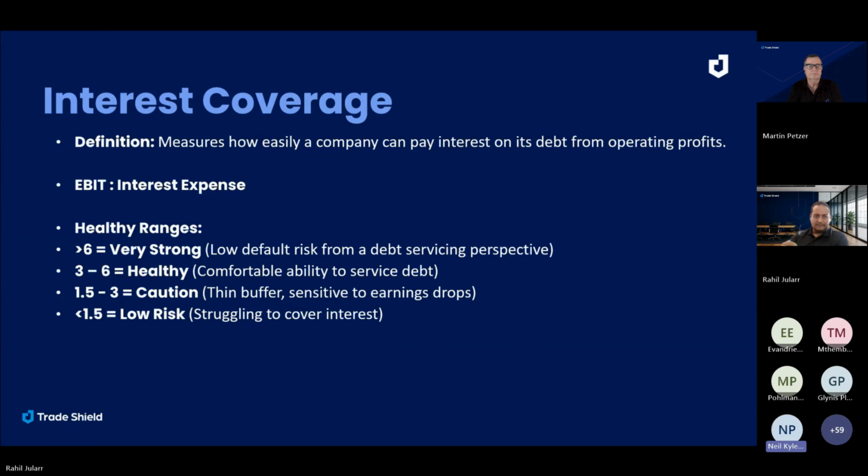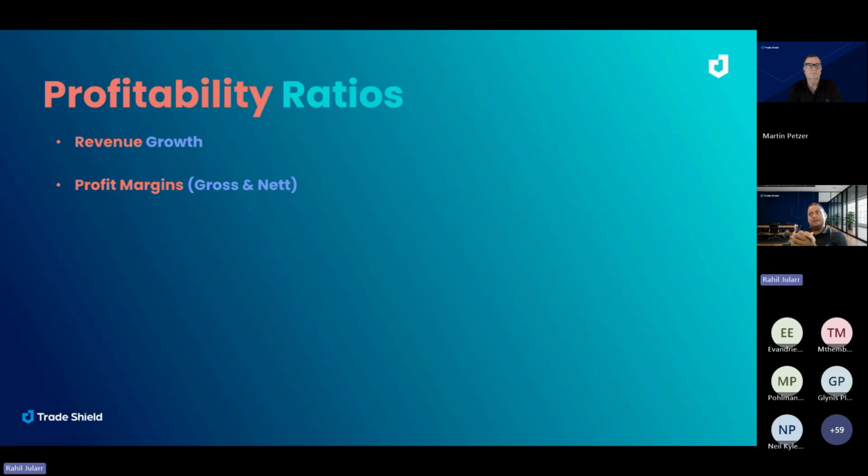Perfect. Thank you, Rahil. Great. We'll move on to the third, and in my opinion, one of the more important ones, your profitability ratios. We're going to be looking at two of them, and both of these come from your income statement, or your statement of comprehensive income, the modern terminology for it. We're going to look at revenue growth and profit margins.